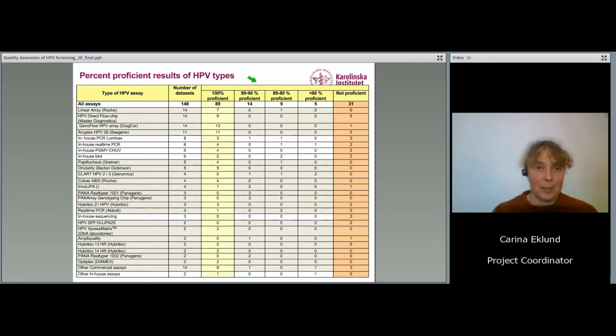You can also see that there is a big variety of different assays. The ones that are labeled gray here are the commercial assays, and there are also quite a few laboratories that use in-house assays.